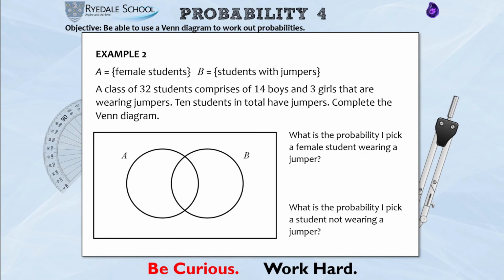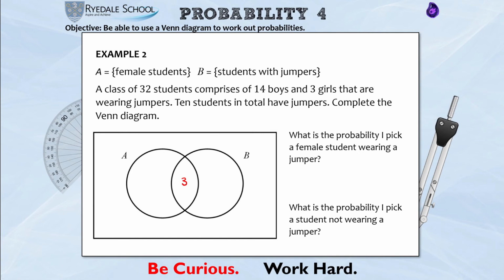In this example, it says a class of 32 students comprises 14 boys, and 3 girls that are wearing jumpers. 10 students in total have jumpers. Complete the Venn diagram. So what do we know? A is female students, B is students with jumpers. We are told there are 3 girls wearing jumpers, so straight away I can populate the intersection with the number 3.